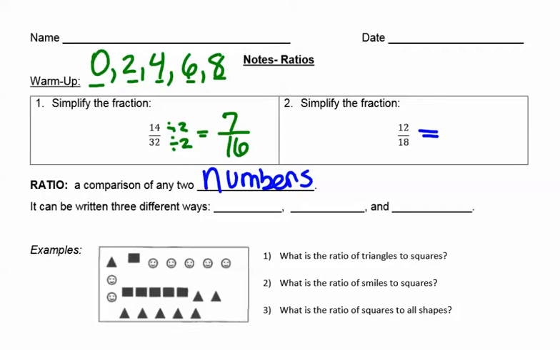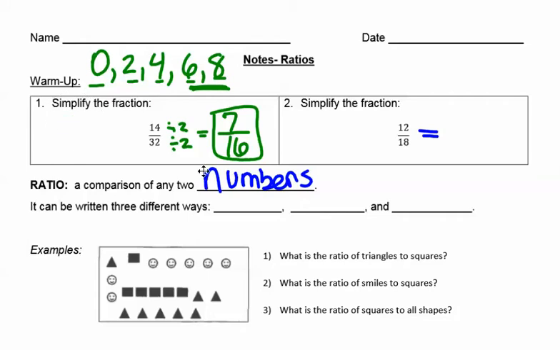And then you're thinking, can we simplify it again? Is there anything that goes into both 7 and 16 evenly? If you're thinking 2, well guys, 7 is not even. 2 goes into 7, 3.5 times. We can't have decimals. No decimals, so you're done.